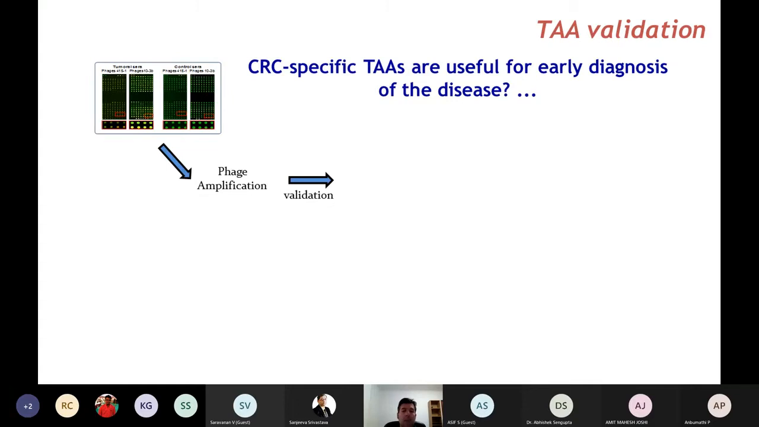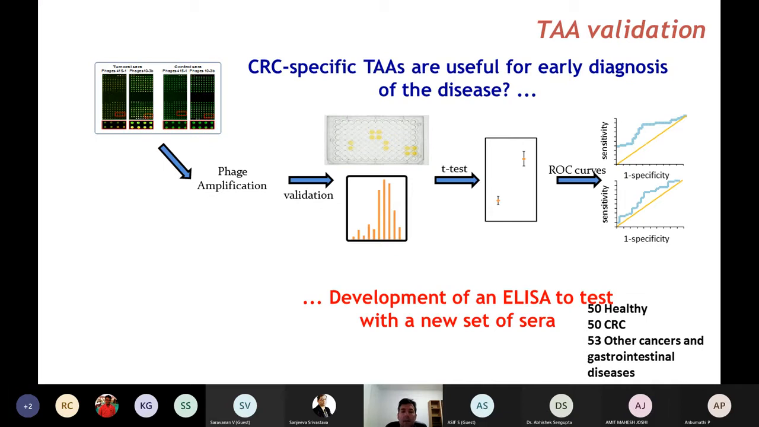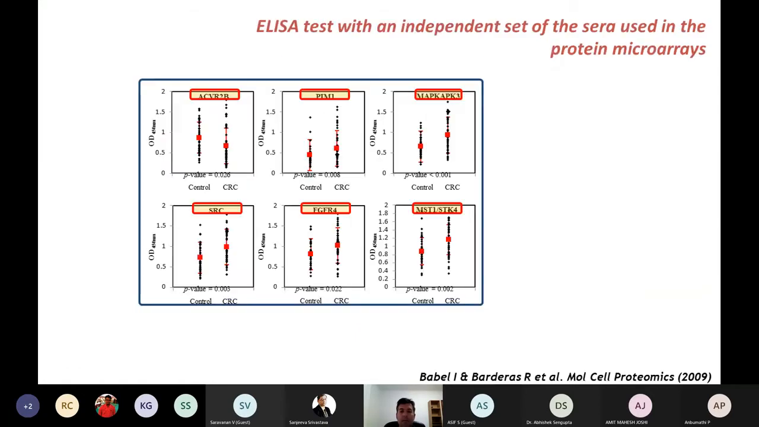For validation of this specific cellular reactivity, and to demonstrate if they possess some diagnostic ability for colorectal cancer, we proceed to validate this cellular reactivity by other techniques. We use ELISA and a set of sera different from the ones used in the protein microarray. We use a collection of 50 serum samples from healthy controls, 50 from colorectal cancer in different stages of the pathology, and 53 from other cancers and gastrointestinal diseases to demonstrate the specificity for colorectal cancer.